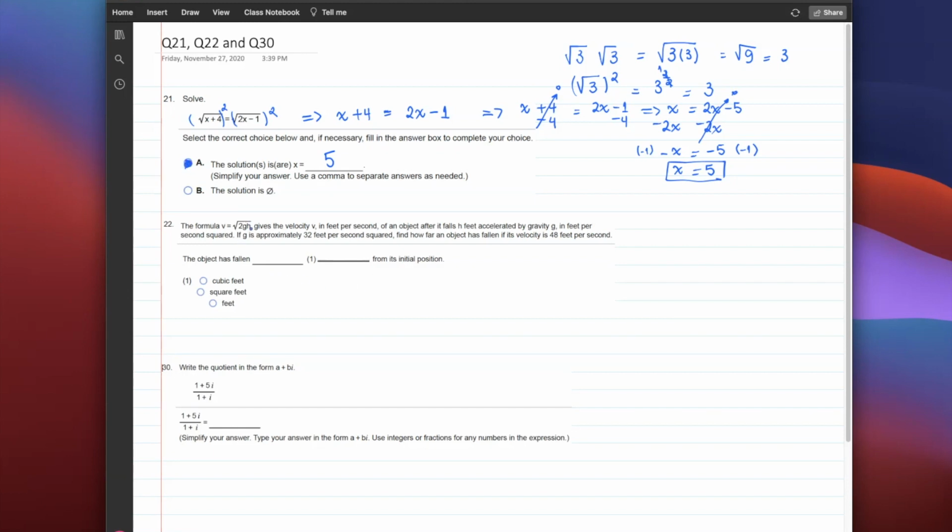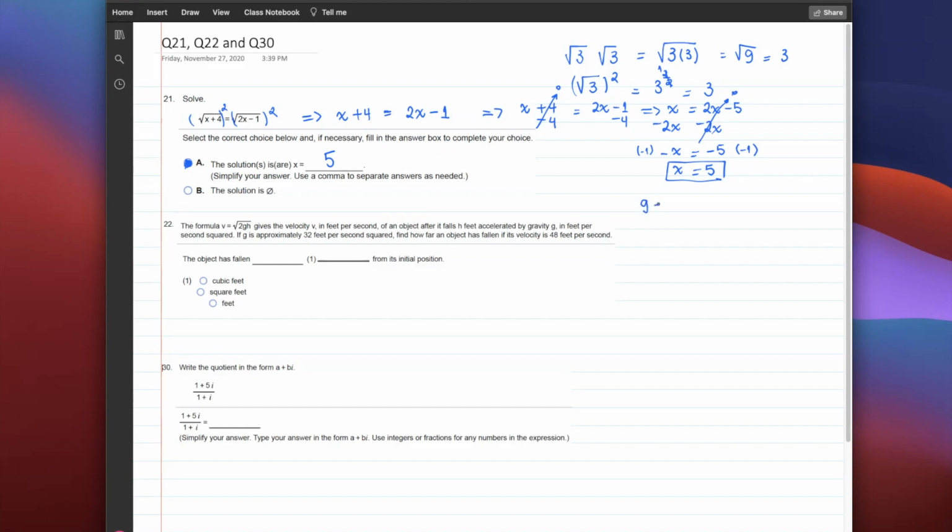Problem solved. There is a formula, v equals the square root of 2gh, that gives the velocity in feet per second of an object after it falls h feet, accelerated by gravity in feet per second squared. If g is approximately 32 feet per second squared, find how far an object has fallen if the velocity is 48 feet per second. So it gave you a formula to find the velocity when you have the gravity and the height the object falls from, and gave me some values.